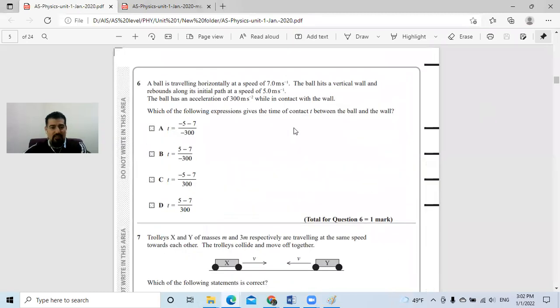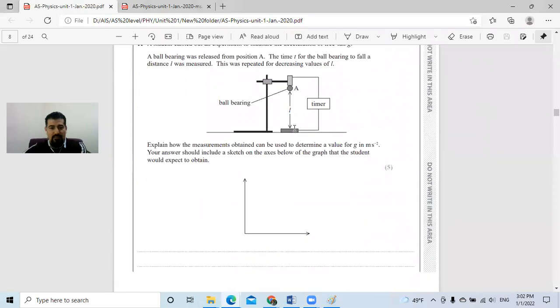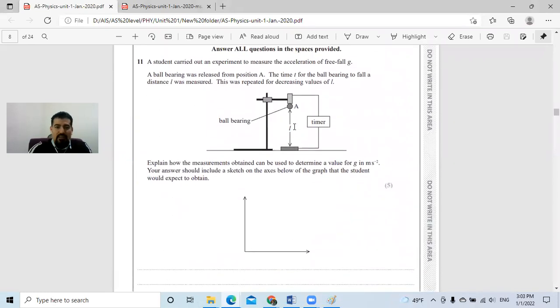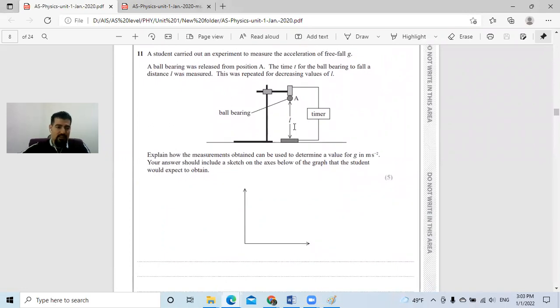Let's skip the multiple choice question to the end, inshallah. As I told you several times, every time we are going to answer an experimental question like this one. Here, what do we have in this question? A student carries out an experiment to measure the acceleration of free fall g. A ball bearing was released from position A.